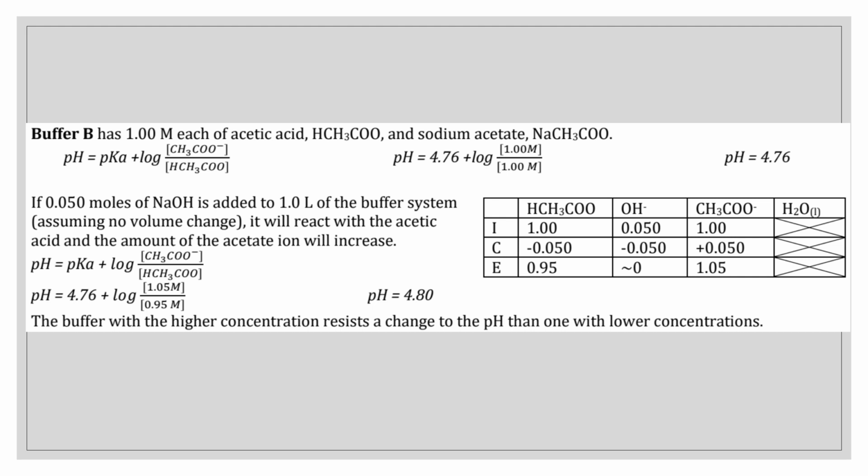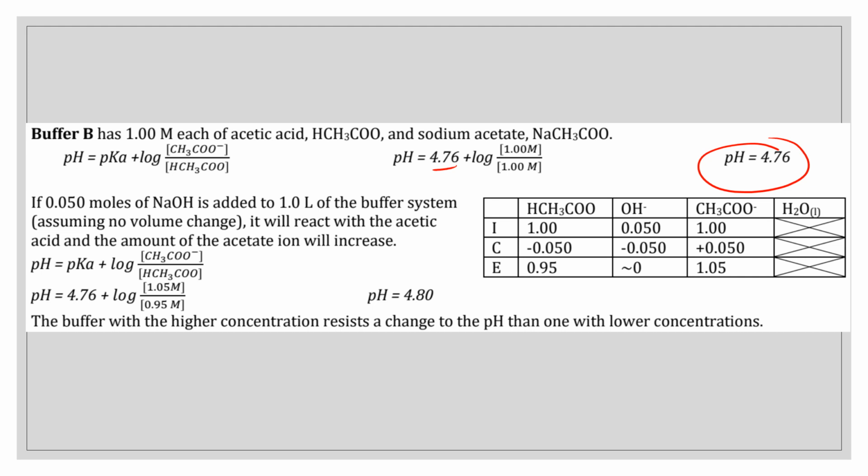Buffer B has a 1 molar solution of each acetic acid and sodium acetate. So same process. Luckily, because it's the same concentration of each, my pH is going to equal my pKa of 4.76 again. If 0.050 moles of NaOH is added and there's no volume change, how is this going to affect it? We're also adding 0.050 again, but our concentrations are a little bit stronger, 0.1 to 1.00. So notice that the change is actually not that much.